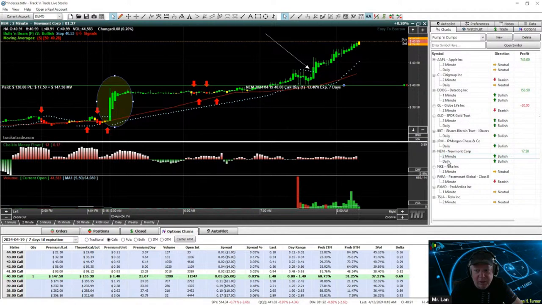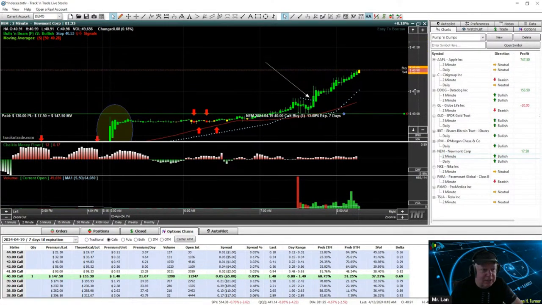But we're making a little bit of money over here on Newmont. We're up $17.50 with a $130 investment. Why didn't you buy 10 of them, Lan? Good question. If we bought 10 of them, we'd be up $190. And we'd only have a $1,300 investment. But then I had how many spreads? $2 per spread. But that's all right. We're up $19. So let's go.